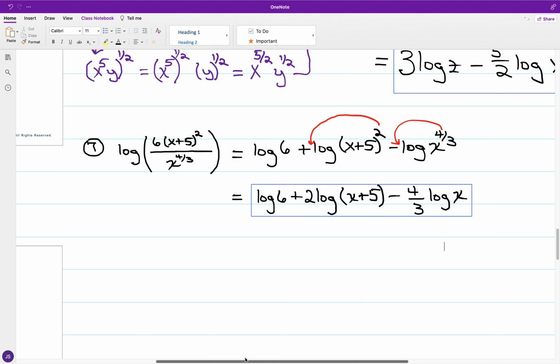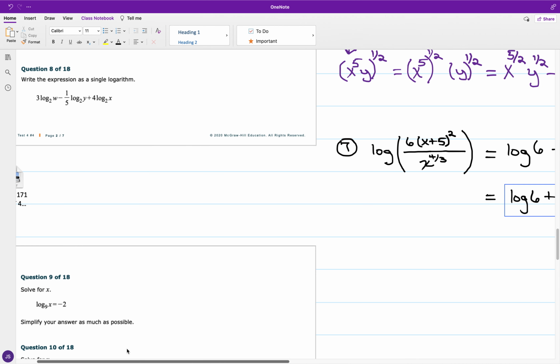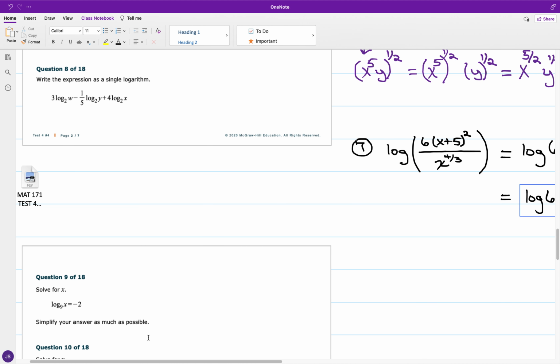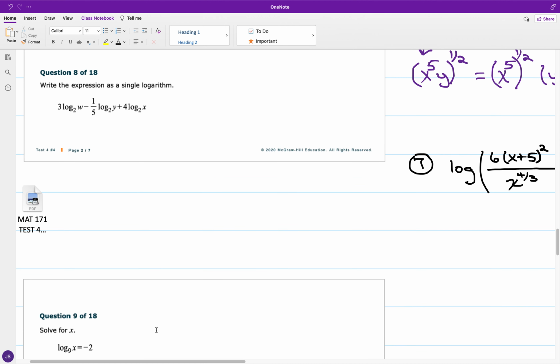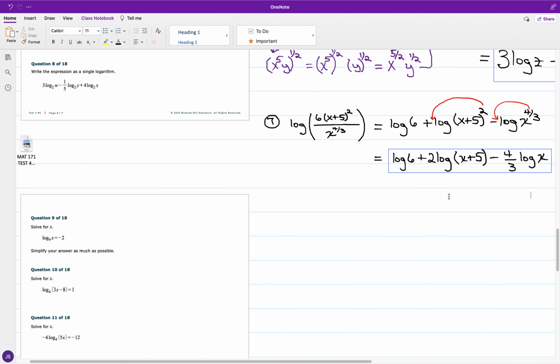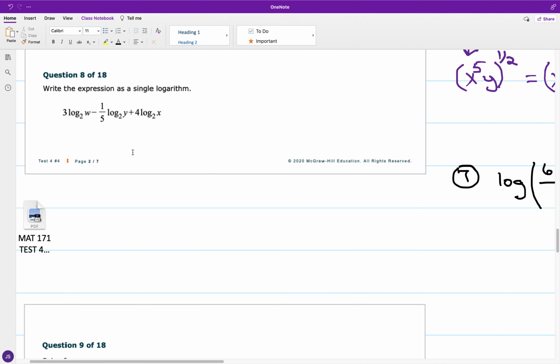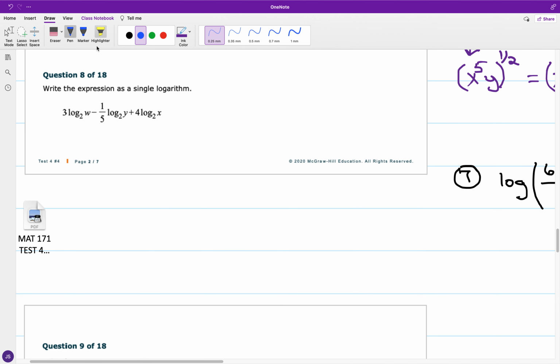Now, for what we have in the case of number 8, this time we're going in the other direction. We're going to be looking at going from expanding to combining. For number 8, if we're looking at writing as a single logarithm, where we have coefficients, we can rewrite as exponents.